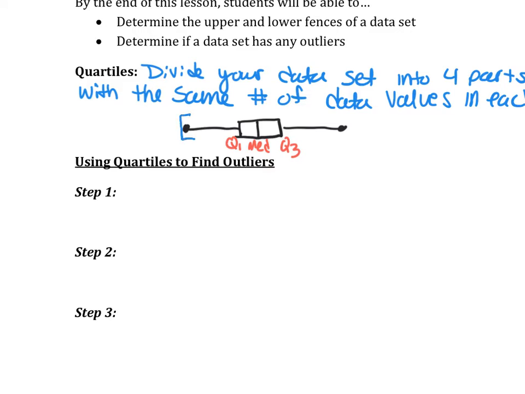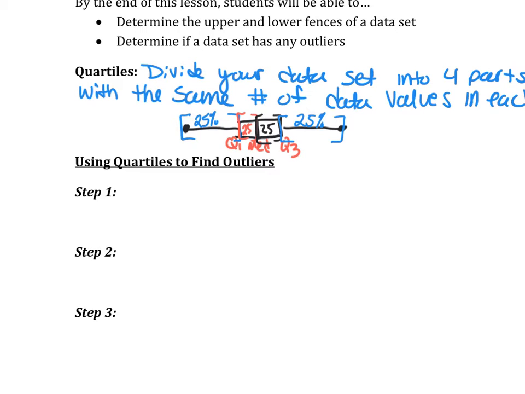So from the minimum to Q1 is 25% of your data. From Q1 to the median is 25% of your data. From the median to Q3 is 25%. And from Q3 to the maximum is 25%. So if we want to know where the middle 50% of our data is, it would just be from whatever your Q1 is to your Q3. It's the middle 50%.